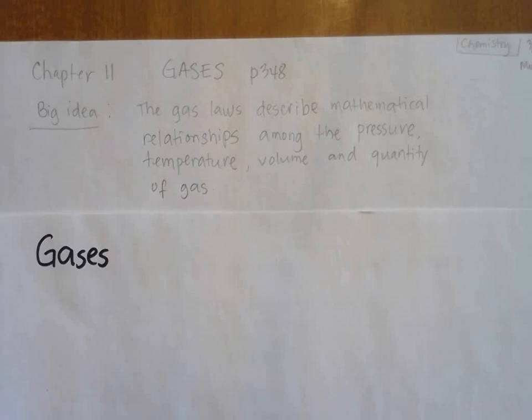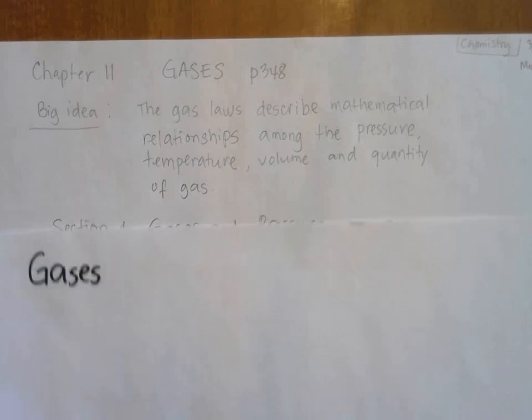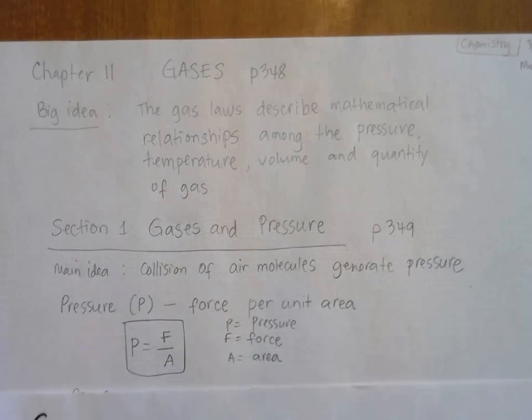The volume can be expressed in liters, milliliters, cubic centimeters, cubic meters, and many others. The quantity of a gas is simply grams or moles of a gas. Now, one quantity that has not been explored in this class is the pressure. And the pressure is defined as the force per unit area. We have that in section 1, which is gases and pressure. And the main idea is that the collision of air molecules generates pressure.